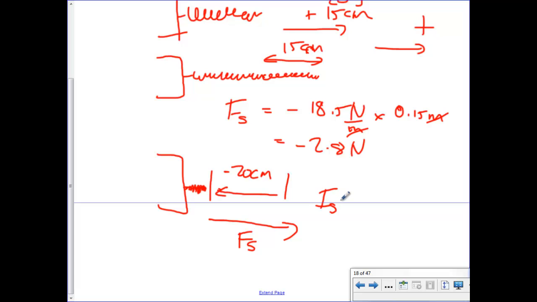So, spring force would be equal to your negative 18.5 newtons. You're going to times by negative 0.20 meters, which means it should now be a positive force because it's going to be going that way. Does that make sense? It's a really easy formula. What'd you guys get? 3.7? Yeah.